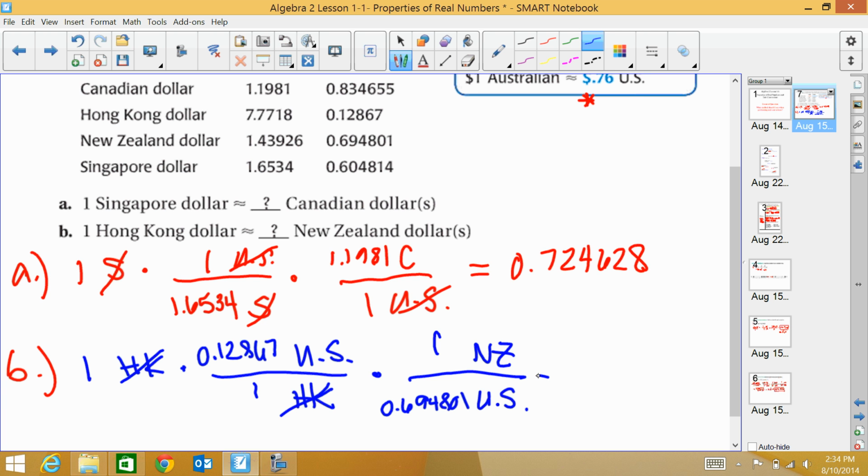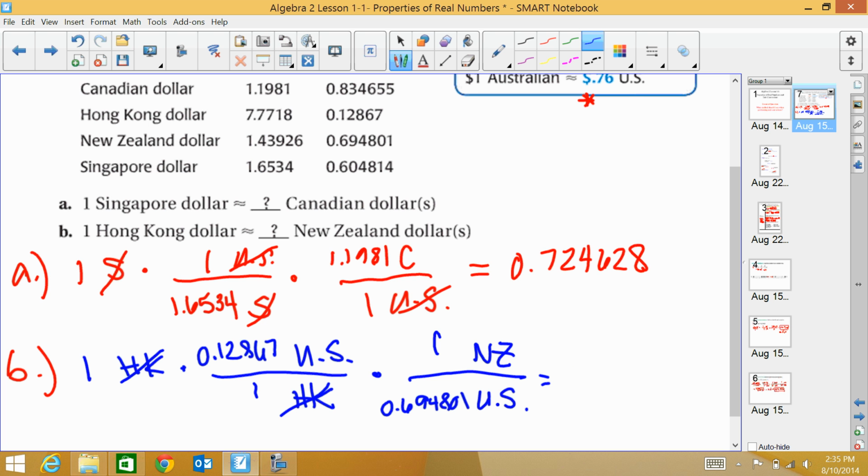And then we're going to work it out. So if we multiply straight across on the top, we just get this number. On the bottom, we just get this number. So really, we're going to divide. So we have 0.12867 divided by 0.694801.